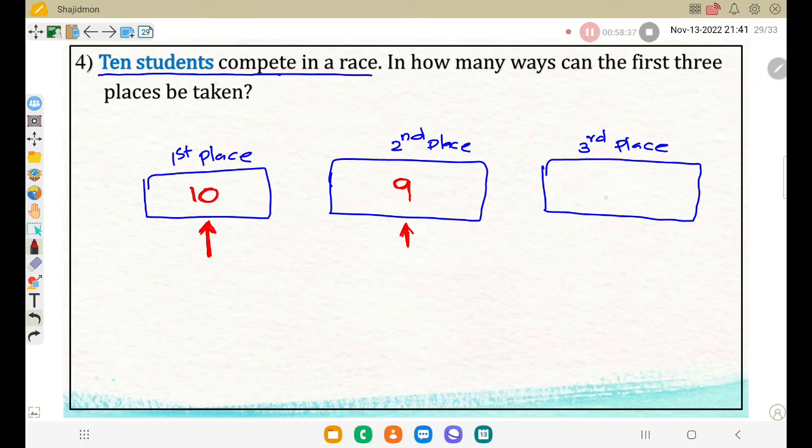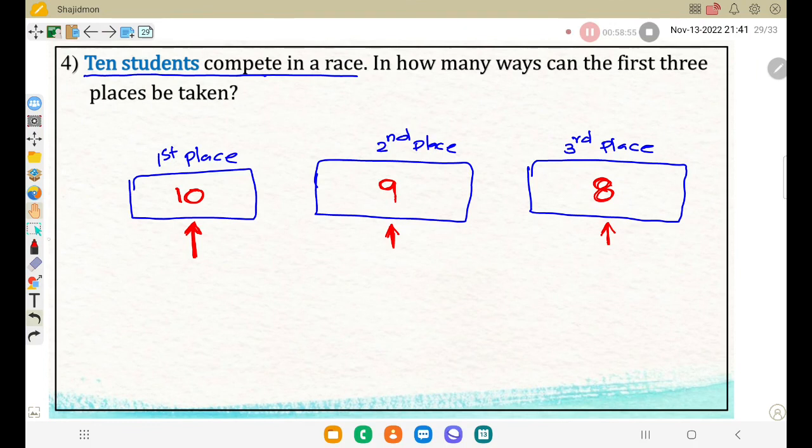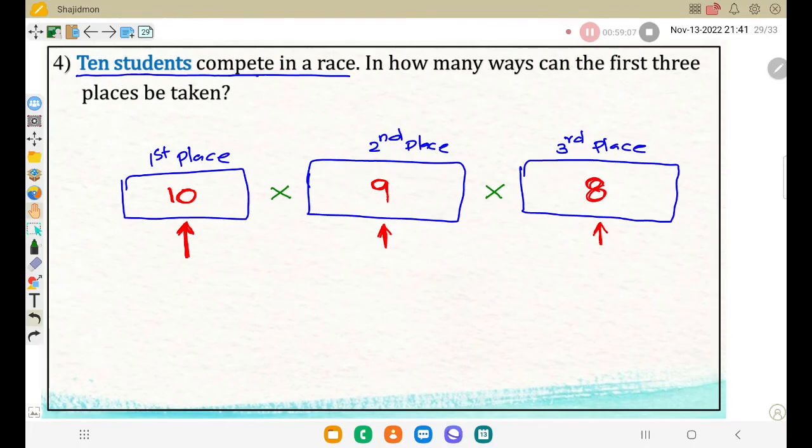Now for third place, how many pupils are eligible? One person winning first place, one person winning second place. So how many are left? There are 8 persons, correct? Eligible for the third place. So by using the multiplication rule, how many ways can we select first and second and third? 10 multiply 9 multiply 8. You can calculate that using a calculator. You will get 720 ways.